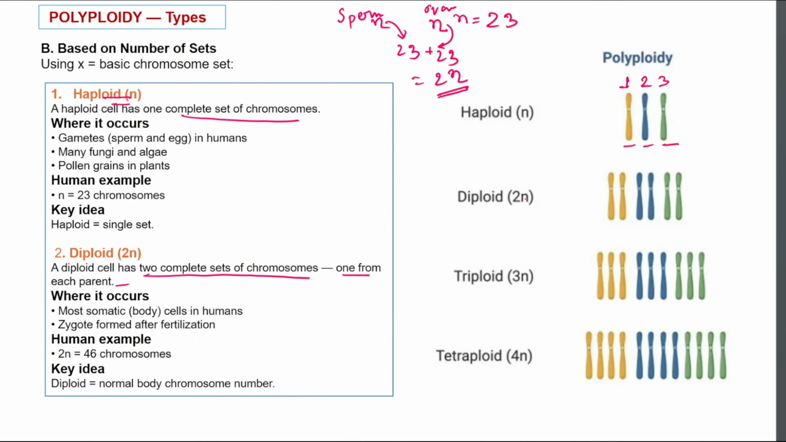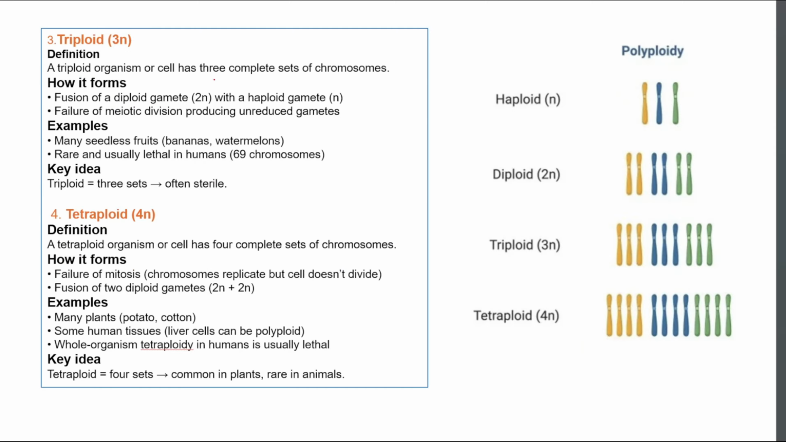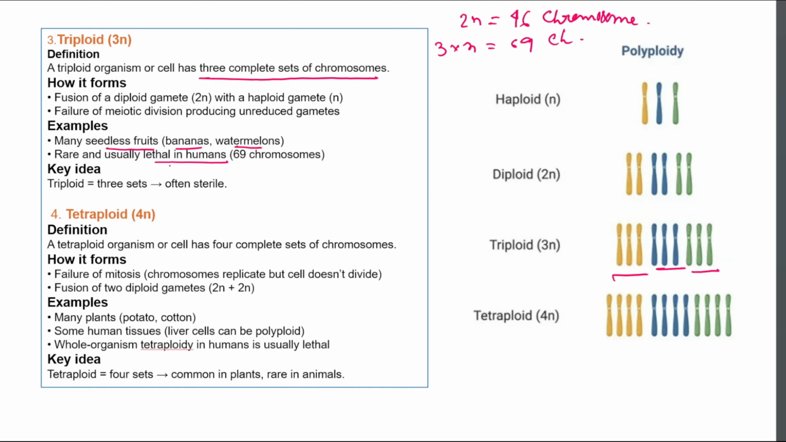This is called diploid. Next is triploid, with three complete sets of chromosomes. Here chromosome 1, chromosome 2 and chromosome 3, completely three sets. Many seedless fruits like banana and watermelon have three sets of chromosomes. Triploidy is rare and usually lethal in humans. For example, in humans 2n means 46 chromosomes. In triploid, with 3 sets of chromosomes, 3n means 69 chromosomes, usually lethal in humans.